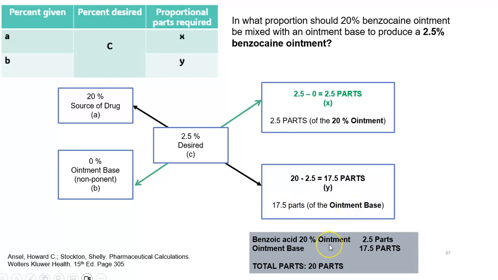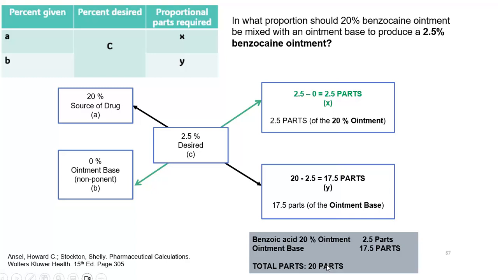And so whenever you're setting up, the alligation diagram gives you the parts that you are to combine the ingredients with to make your ointment, and then you use ratio and proportion or dimensional analysis to solve the actual quantities. So this is telling us from the alligation alternate table that 2.5 parts of benzoic acid 20% ointment is to be mixed with 17.5 parts of the ointment base, which has no drug, hence 0, but we don't write 0%, we just leave it blank. So the total parts is 20.